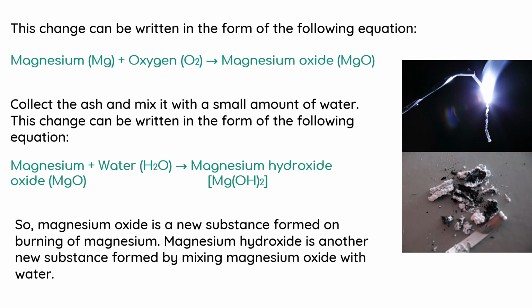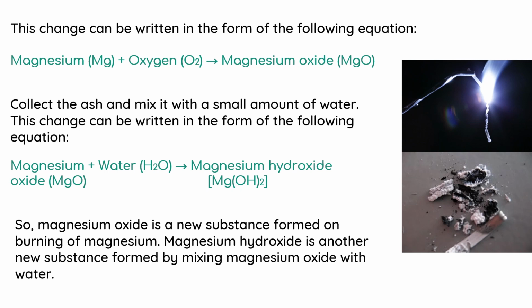So by writing many times, you have to write many times on any rough paper, then only you will get this chemical equation. Then collect the ash and mix it with a small amount of water. So we have magnesium oxide, that is the ash. First we collect that ash and mix it with water. This change can be written in the form of another equation.